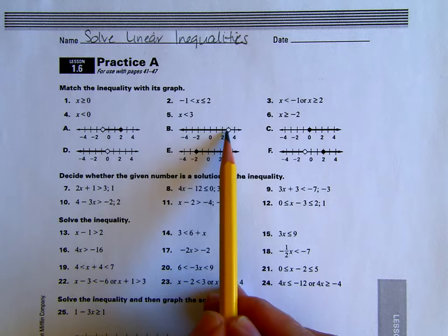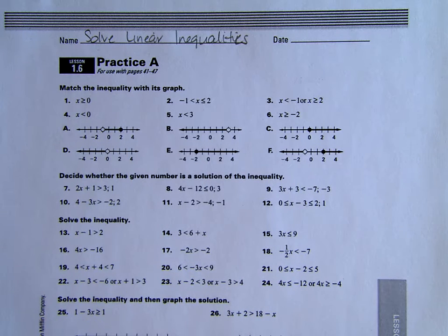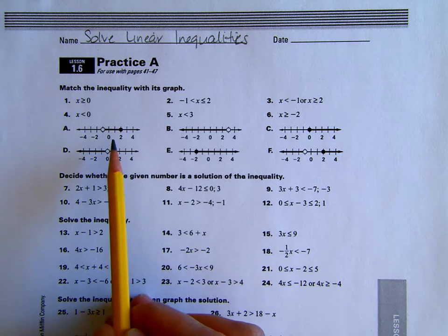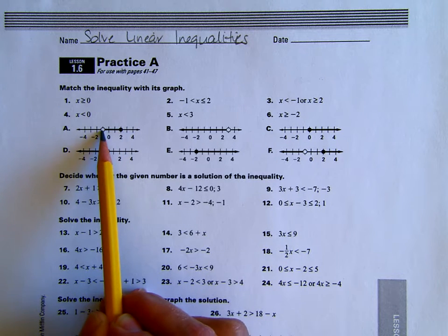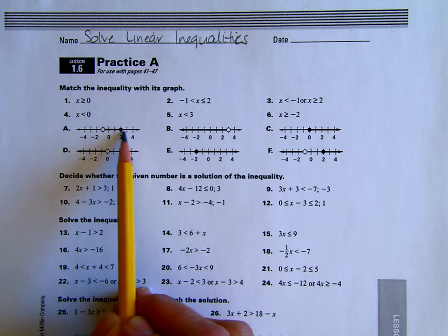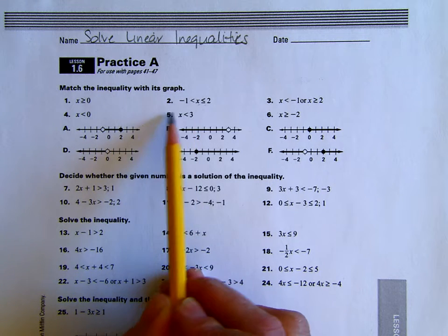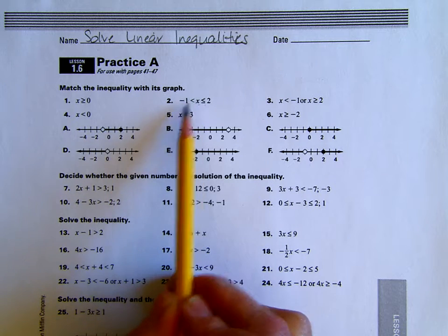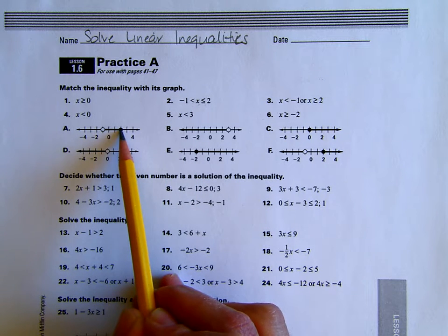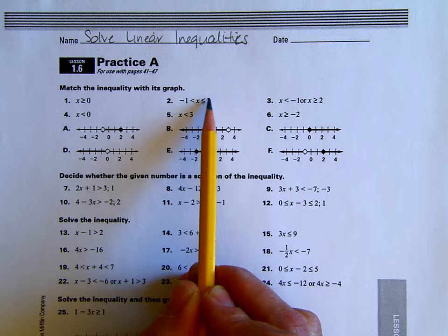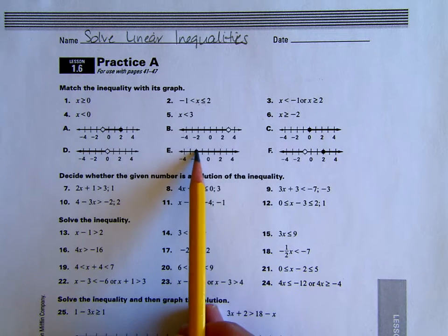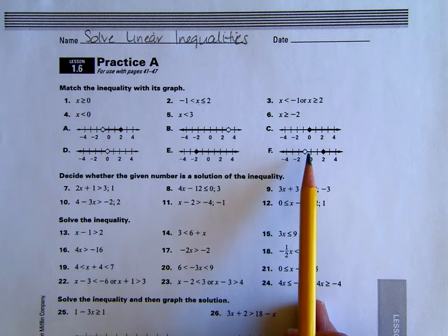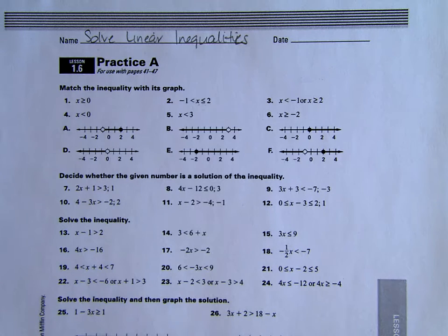Notice that sometimes I have an open circle and sometimes I have a closed circle. In this case, my value could be equal to 2, but not equal to -1. So that would be number 2, right? My values are somewhere between -1 and up to and including 2, so less than or equal to 2. Anytime you see a closed circle, that includes equal to; anytime you see an open circle, that does not.